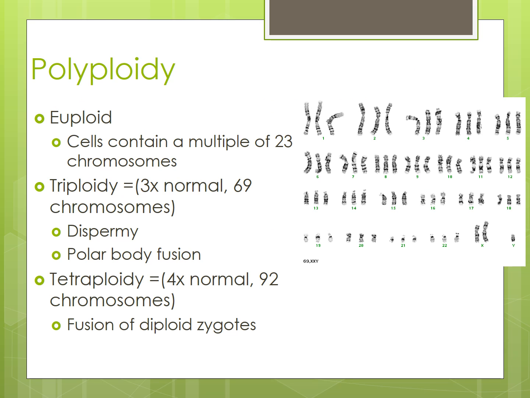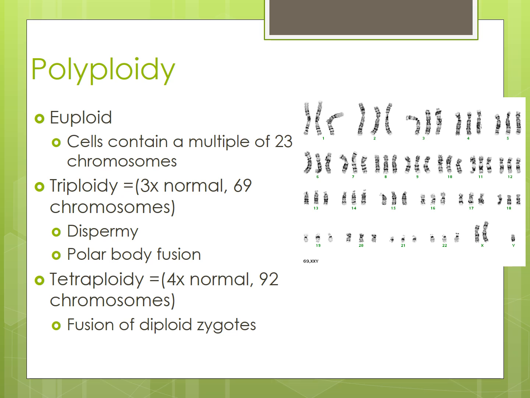So the previous chromosomal alterations we discussed involved movement between chromosomes, or deleting, adding, or moving pieces of chromosomes around. Now we're going to talk about what happens when you have extra copies of chromosomes. And we call that polyploidy. And so that means when you're having extra copies. And so euploid is a cell that has a multiple of 23. And we have some subcategories of euploid. So a triploid, or triploidy, is where you have 3 times the normal amount of chromosomes. You would end up with 69 chromosomes.